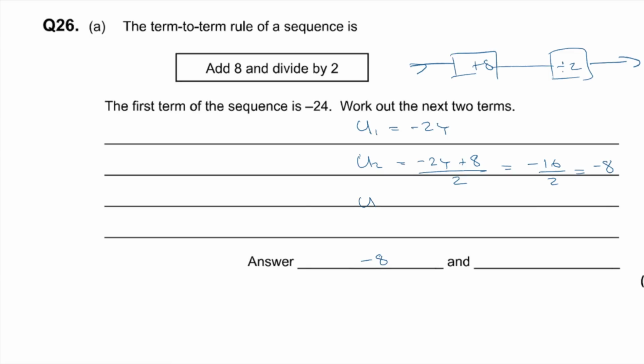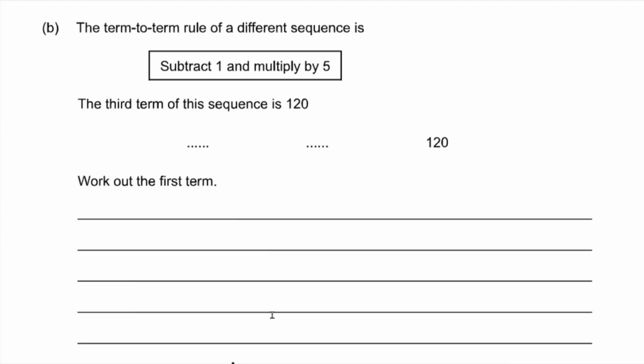And then u3, the third term, is going to be taking my negative 8, which is my second term, adding 8 to it and dividing by 2. Well, minus 8 plus 8 is 0. And 0 divided by anything is still just 0. So my next term is 0. Part B says the term-to-term rule of a different sequence is subtract 1 and multiply by 5. The third term of this sequence is 120. Work out the first term.